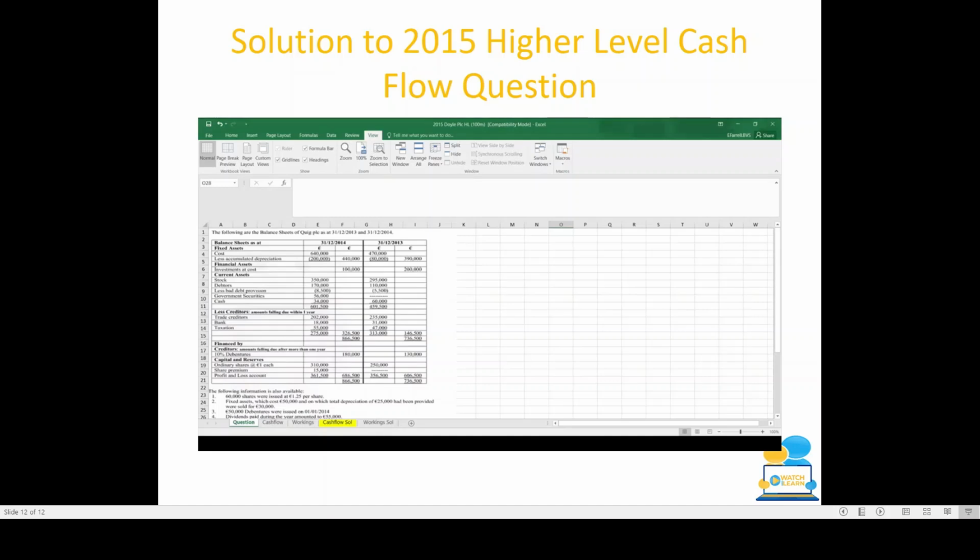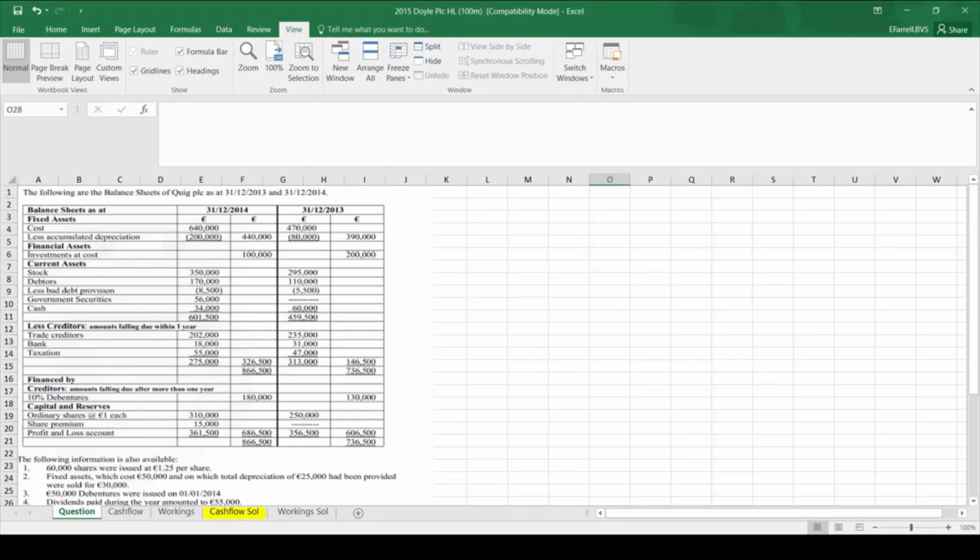So now it's probably just easier to follow this through a real worked out solution. So we're going to have a look at the solution to this 2015 higher level cash flow question now. Hi, today we are going to have a look at the 2015 Leaving Cert higher level cash flow question.